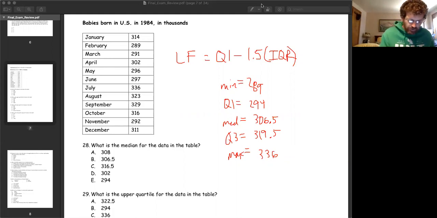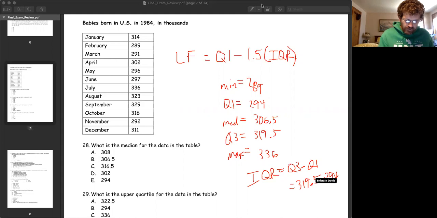The interquartile range is just Q3 minus Q1. So that'll be 319.5 minus 294, and that is going to be 25.5. All right.